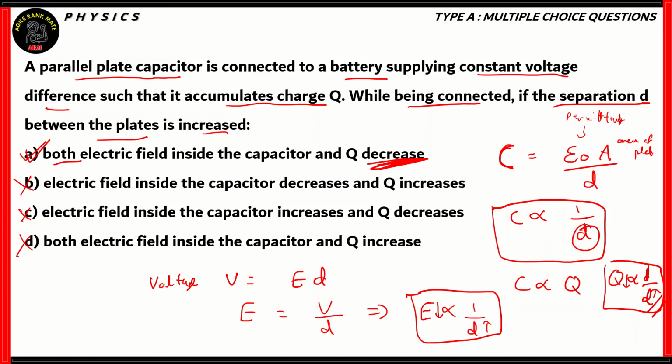So in order to solve this question, it's important that you know the formula that connects capacitance to the separation space, the formula that connects capacitance to the charge Q, and the formula that connects electric field to the separation space. All of this will help us understand the relation between charge, electric field, and the separation space. So when we use that, you can find that option A, both decrease, is the right answer.